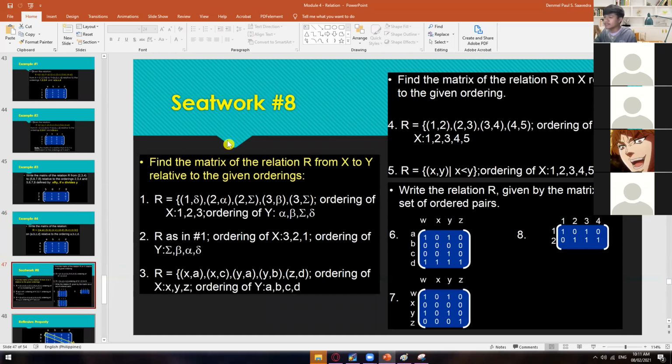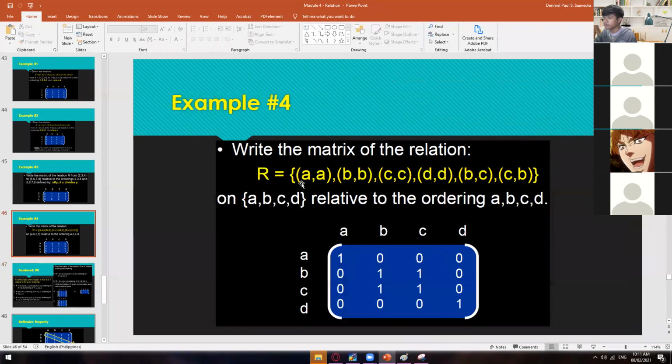So once you're then understanding all of those, you may now proceed in answering this seat break number 8. Find the matrix of the relation R from X to Y without the given orderings. The orderings are already given in here, and then we have here the relations. I need you guys to plot this one, so you should come up with this kind of answer for 1, 2, 3, and then 4 and 5. And for 6, 7, 8, it's the opposite. So you should come up with the relation R, which is similar with this one.